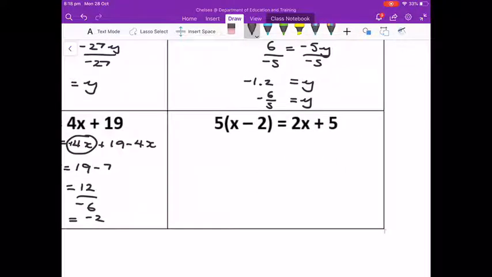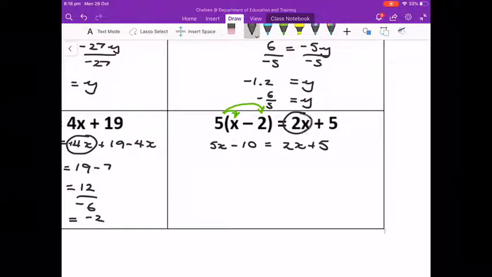The last one. So we have brackets here, and we expand them just like we normally do using our distributive law. 5 times x is 5x, and 5 times 2 is 10. Now you would balance this equation just like you would before. So I'm going to move the 2x onto the other side. The opposite of plus 2x is taking 2x off both sides. 2x take 2x equals 0, so we're left with 5. Let's look at our like terms.